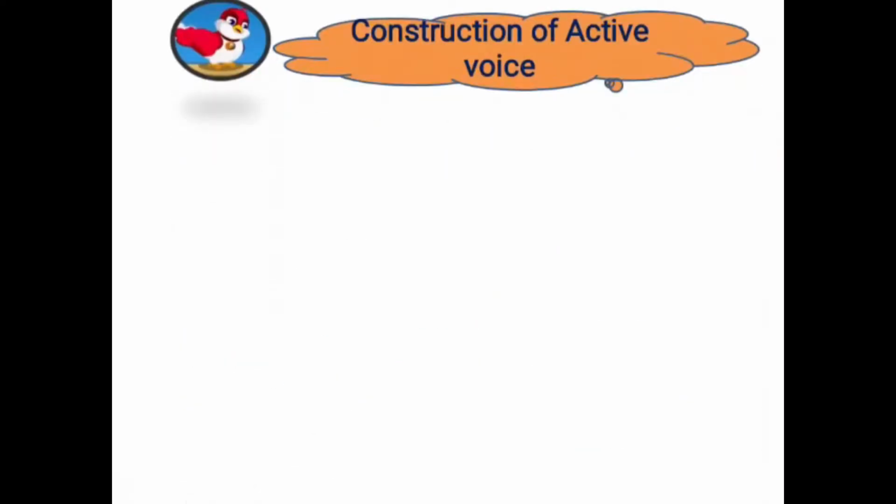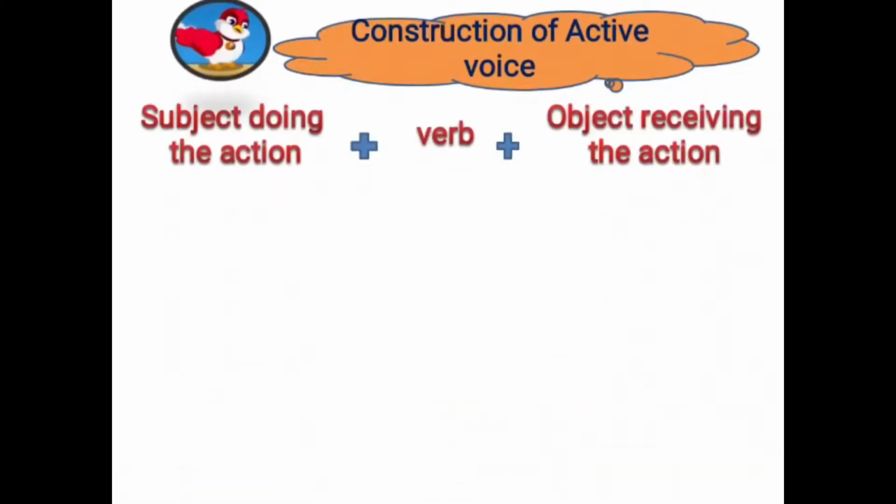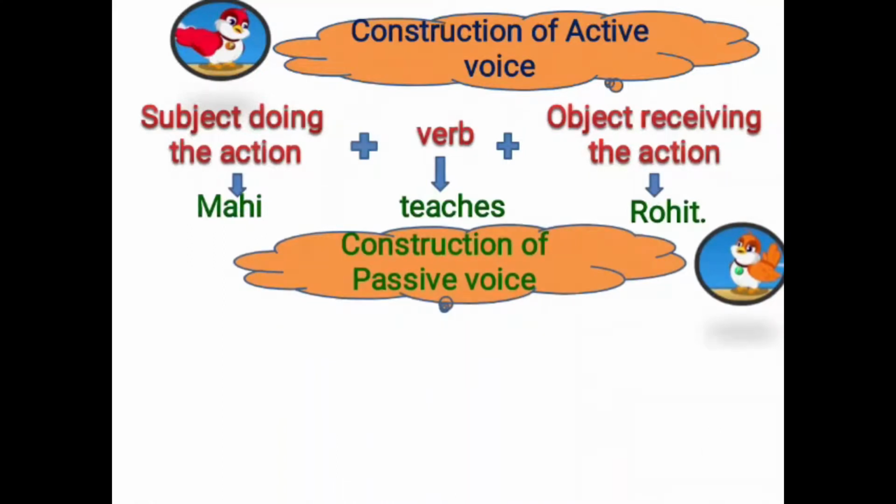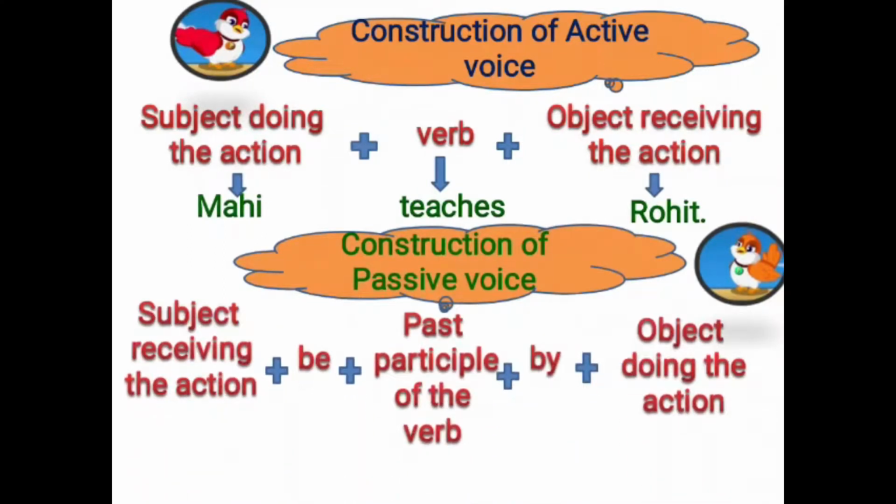Now let's look at the construction of the active voice. Subject doing the action plus verb plus object receiving the action. Mahi teaches Rohit. Here Mahi is the subject doing the action, teaches is the verb, and the object receiving the action is Rohit. Now the same sentence in passive voice would be subject receiving the action first, followed by be plus past participle of the verb plus by plus object doing the action. So as we have learnt in the rules, Rohit is taught by Mahi.